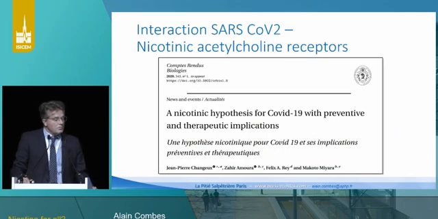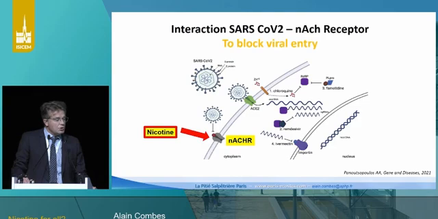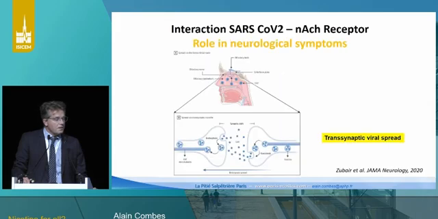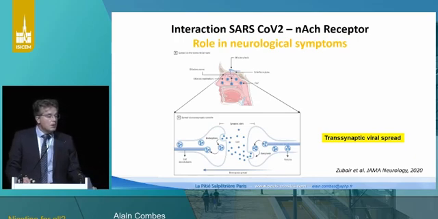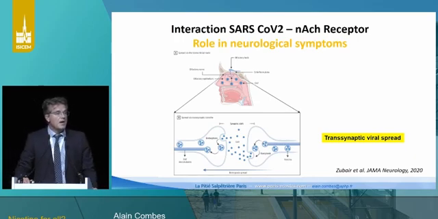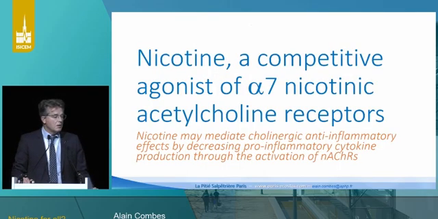This is one paper which was written by some physician in our institution. And once again, there is a rationale to block this pathway and to decrease viral entry in cells with nicotine, which is an agonist of this acetylcholine receptor. And once again, this may also decrease the transsynaptic spread of the virus by blocking these pathways.